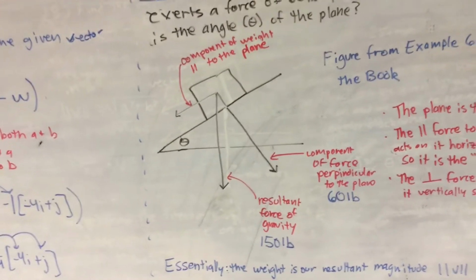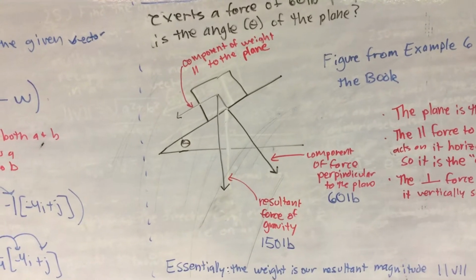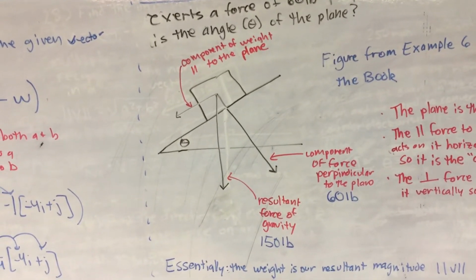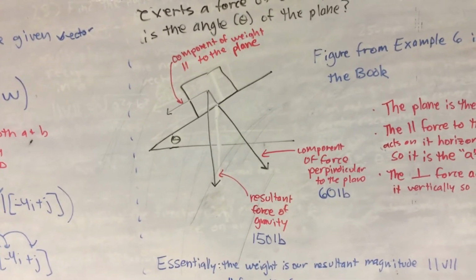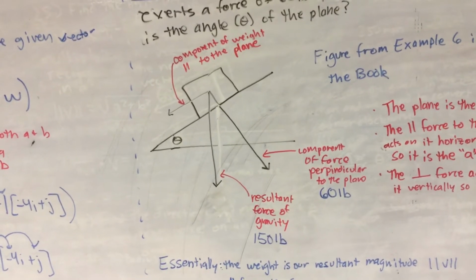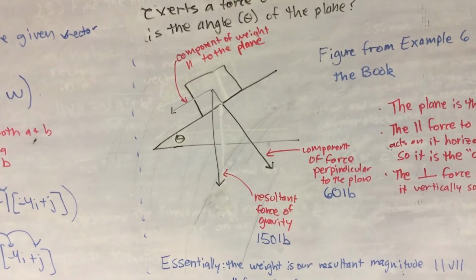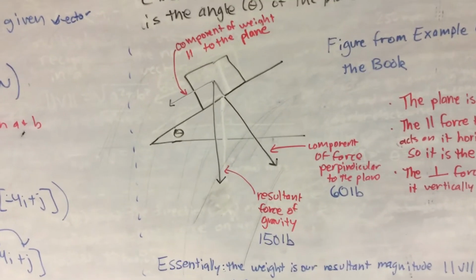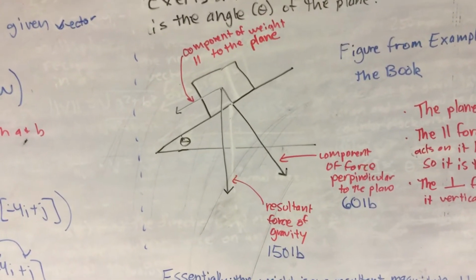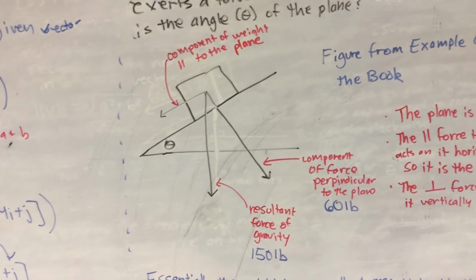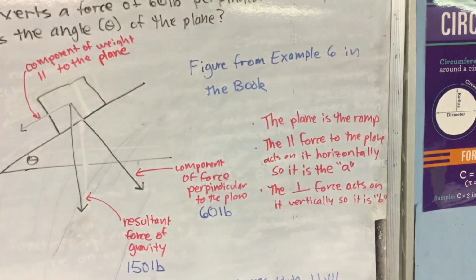Whenever you have forces on an inclined plane, there are going to be 3 different forces. The resultant force will be the gravity pushing straight down. You have the component force perpendicular to the plane. You're going to draw everything from the center of your block. So it'll be the one that goes perpendicular to the line of the plane. Okay?